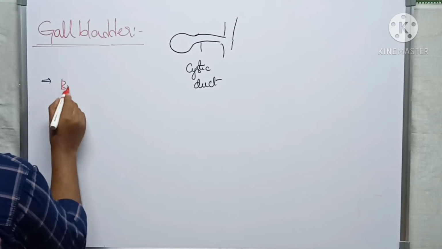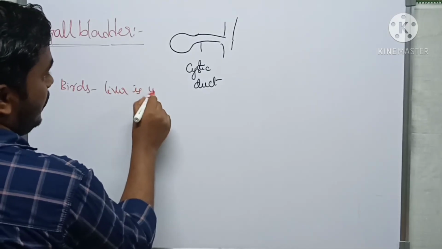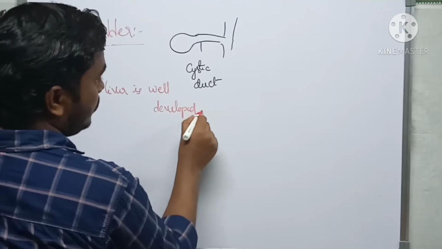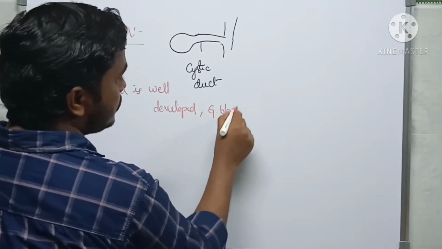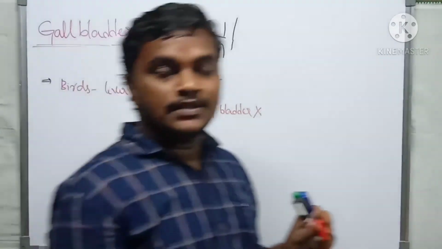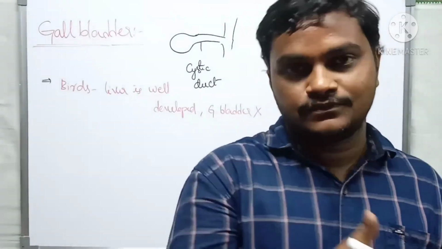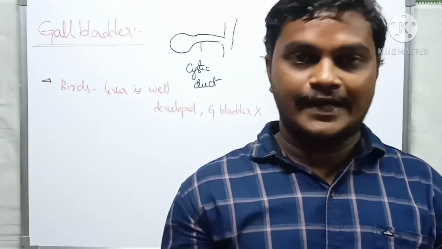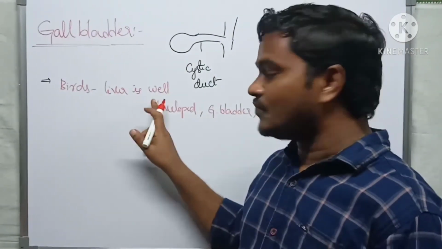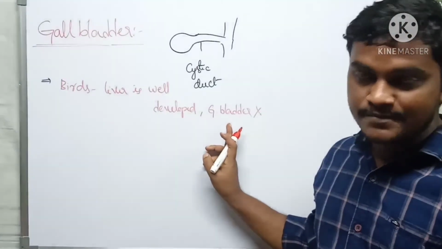In birds, the liver is well developed, but the gallbladder is absent. Why? Because birds lose some parts to reduce their weight for flight adaptation. So the liver is well developed for maintenance of the digestive system, but the gallbladder is absent.